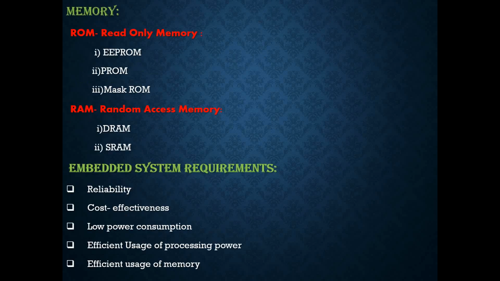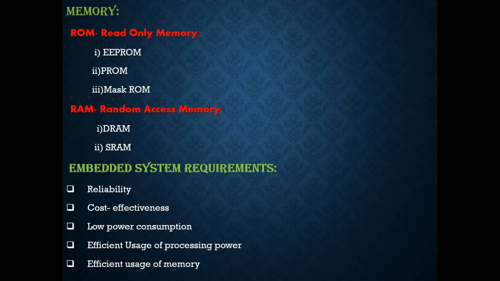Now see the memory. The memory component, we have two types. First one is the ROM, another one is RAM. ROM means read-only memory. There is a classification: EEPROM, PROM, and MASKROM. And RAM, random access memory, we have two types: DRAM and SRAM. DRAM means dynamic RAM and SRAM means static RAM.